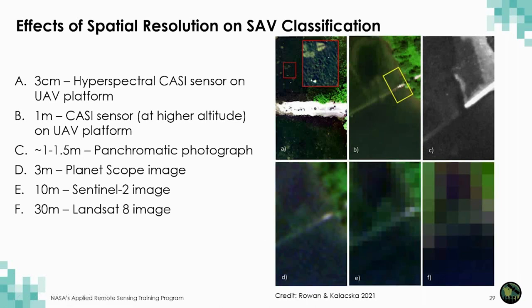But nonetheless, as we will see later today and in the following sessions, that doesn't necessarily mean that a resolution like the one that the Landsat series has, at 30 meters, is not useful for studying aquatic vegetation. And while it might not be useful for species definition, it can be used for other purposes.